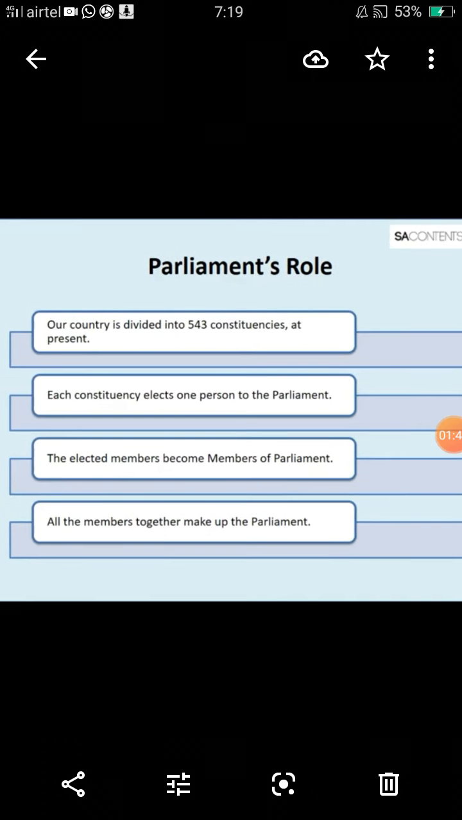Let's see the role of the parliament. Our country is divided into 543 constituencies at present, and each constituency elects one person to the parliament. The elected members become members of the parliament, and all the members together make up the parliament.